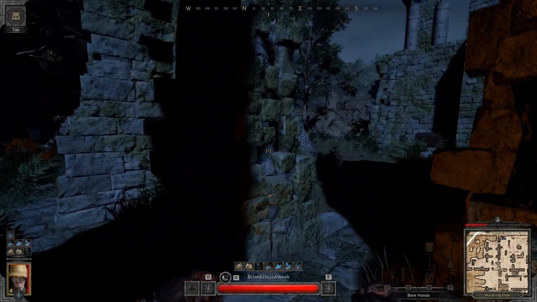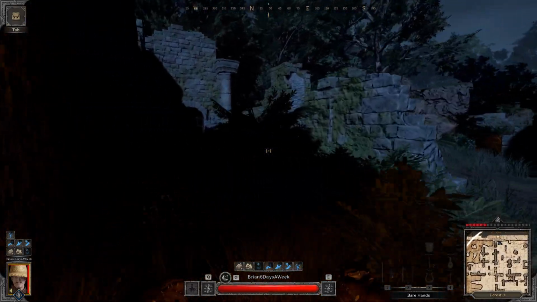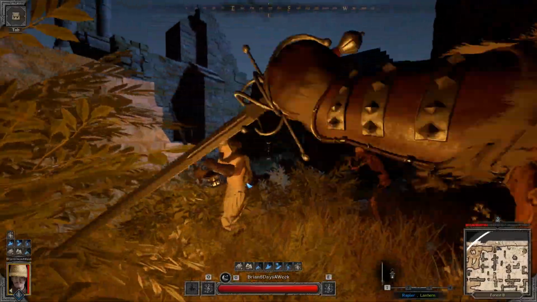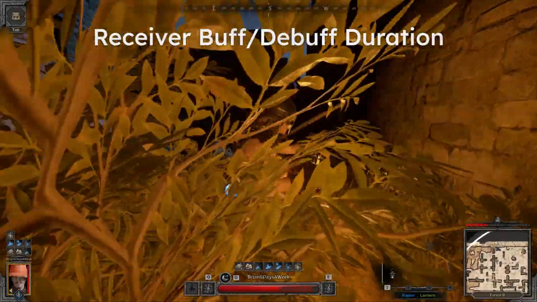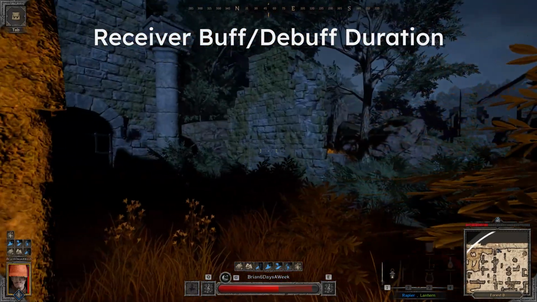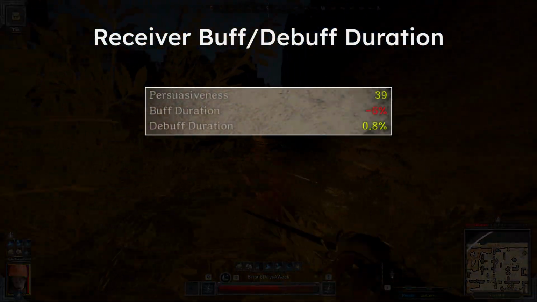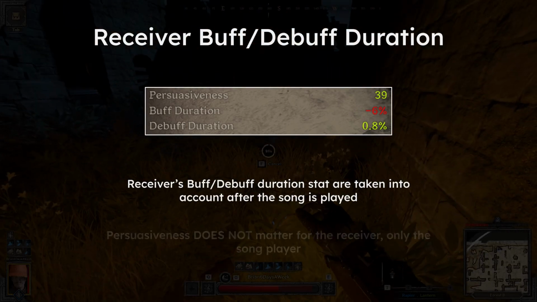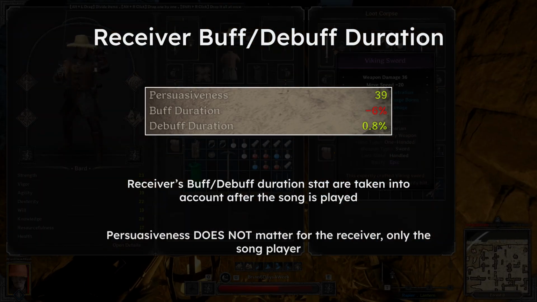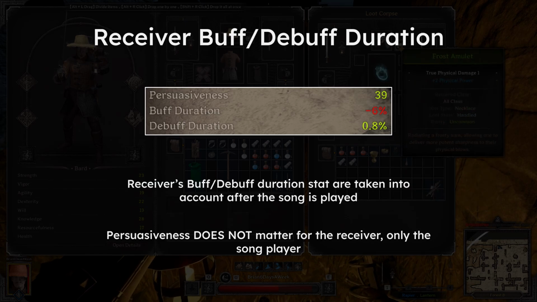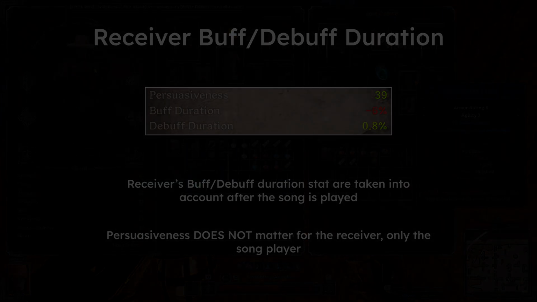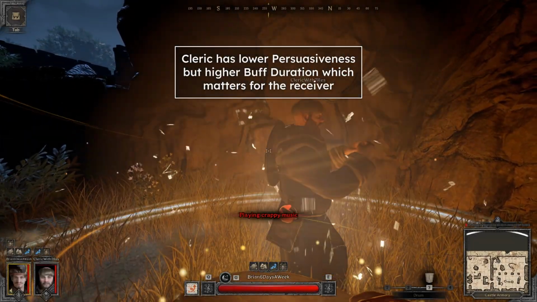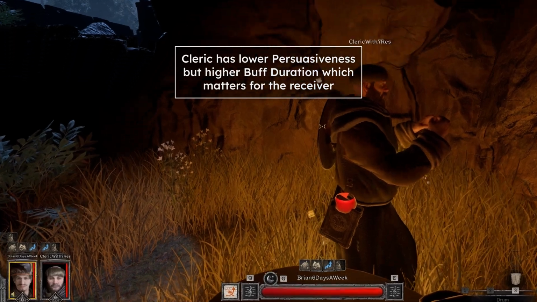Now, do note that persuasiveness is only important for the song player, since it determines the outgoing effect's duration, so it is useless for non-bards. Once a song is played, however, its effect duration is then further increased or decreased by the receiver's buff and debuff duration stat, which is ultimately a function of will. That's why in this example, the ungeared cleric with 7 resourcefulness is actually receiving a longer lasting buff than the bard, since clerics naturally have a much higher will.